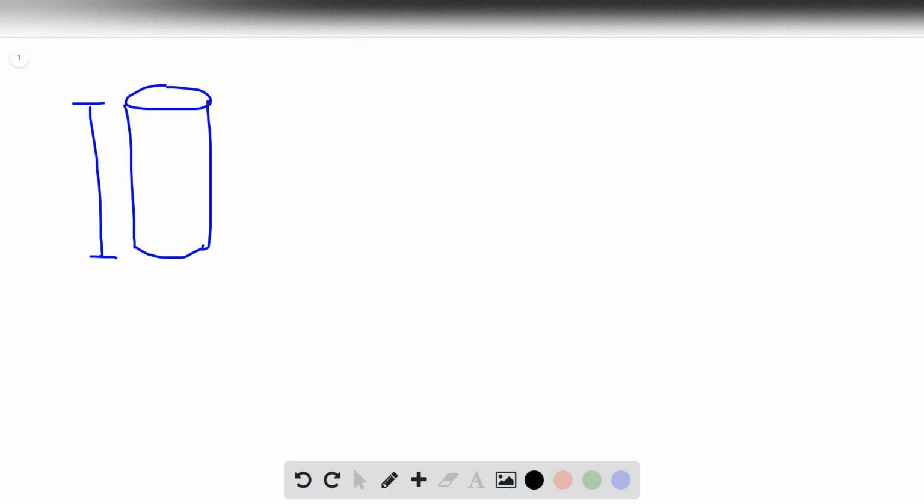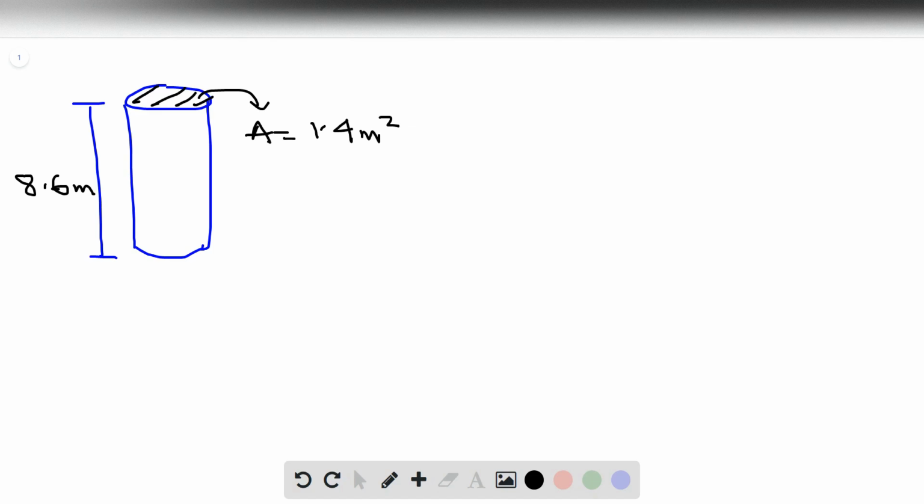This time we have a column, a marble column, and it stands at 8.6 meters. That's the height of the column. And also the cross-sectional area right here. The cross-sectional area of the column, A, is given as 1.4 meters squared.